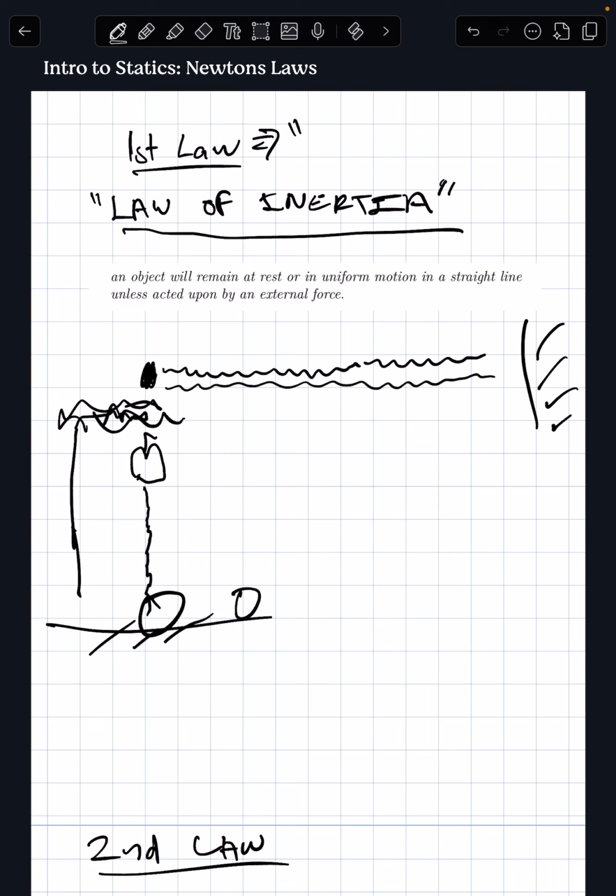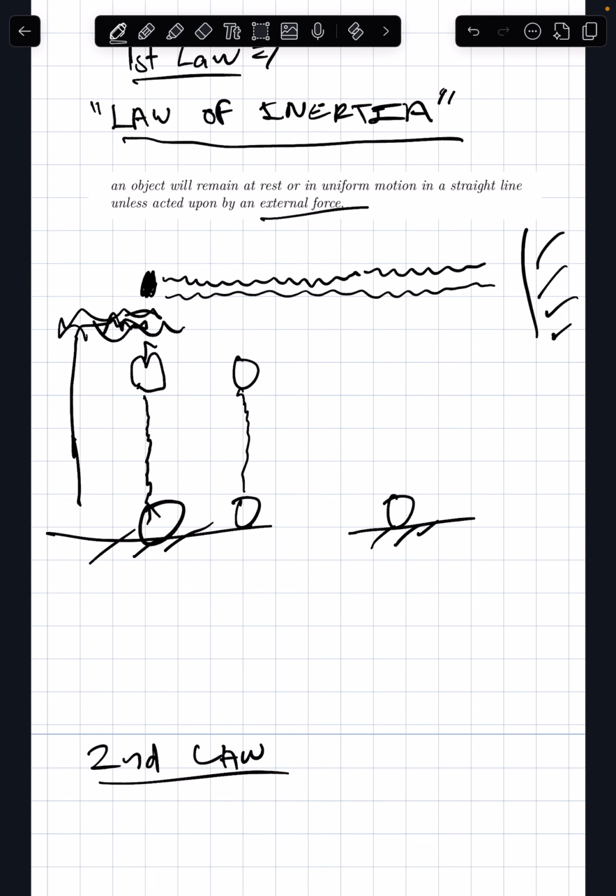Basically, the law of inertia says that the object will keep moving in any direction unless acted upon by a specific external force. And once it stops moving, then it won't go anywhere unless it's acted upon by another force. That's basically what it says. So pretty much it means that the object keeps moving in uniform motion unless acted upon by an external force.